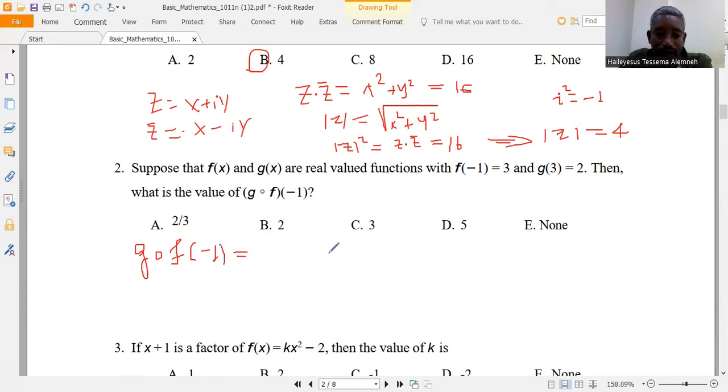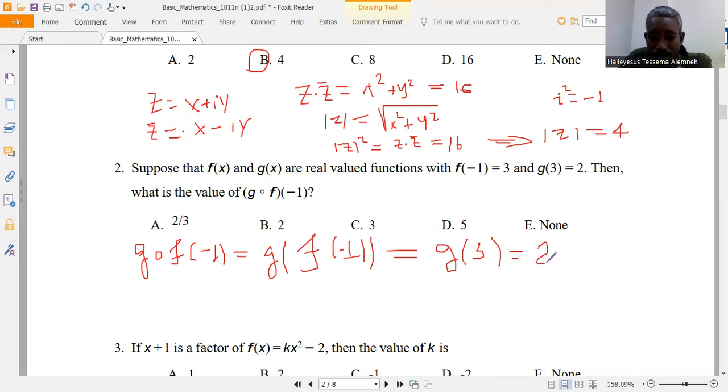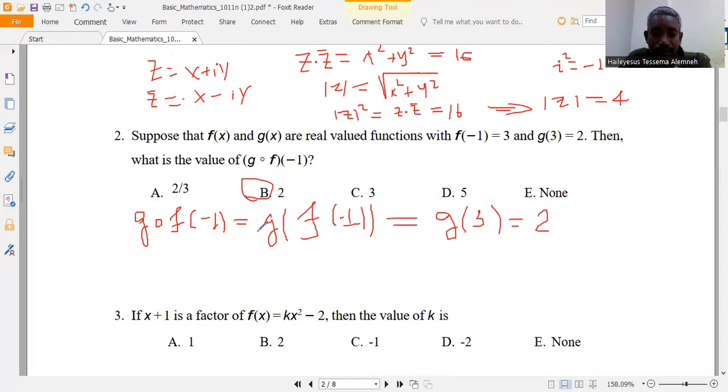When we calculate this, we write g of f of minus 1 just like this. So f of minus 1 is given as 3. So we get f of minus 1 is 3, and then we have g of 3. And g of 3 is given as 2. Therefore, g of f of minus 1 is 2. From the set of alternatives, you can see that B is the solution.